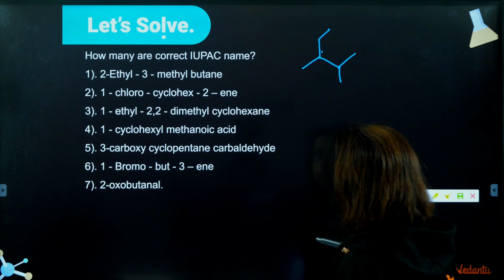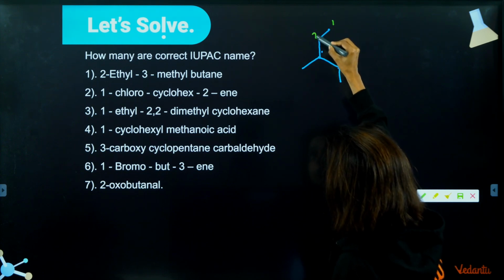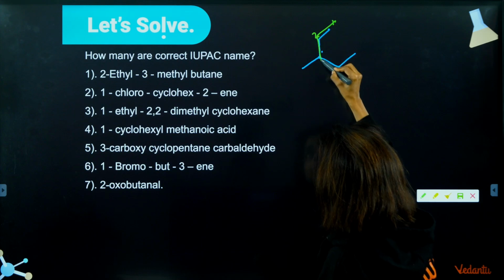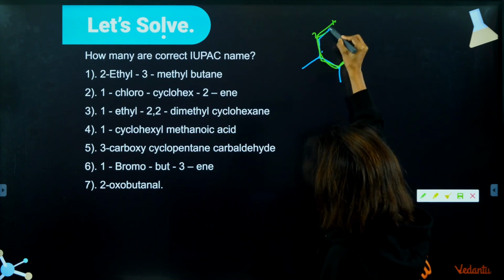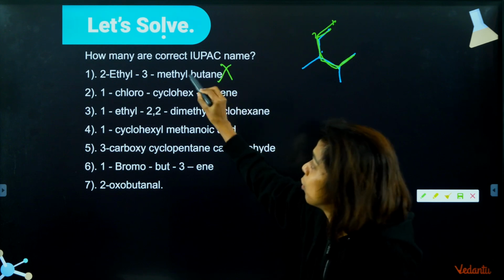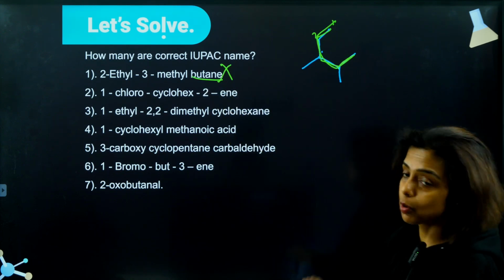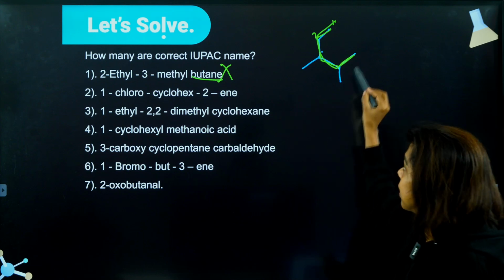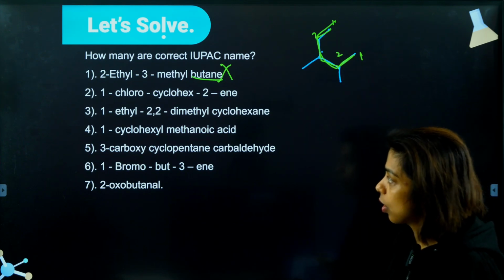सो इफ दिस इज द कंपाउंड, द पेरेंट चेन हमारी जो होगी, द लॉन्गेस्ट चेन वो ये होगी 1 2 3 4 5. तो इसका नाम ये नहीं हो सकता है, ब्यूटेन इज नॉट द पेरेंट चेन. अगर इस तरह का कंपाउंड है, पेंटेन इज द पेरेंट चेन, इट विल बी 2 3 डाइमिथाइल पेंटेन. नंबरिंग इस तरह से स्टार्ट होगी. So this is wrong, right guys?